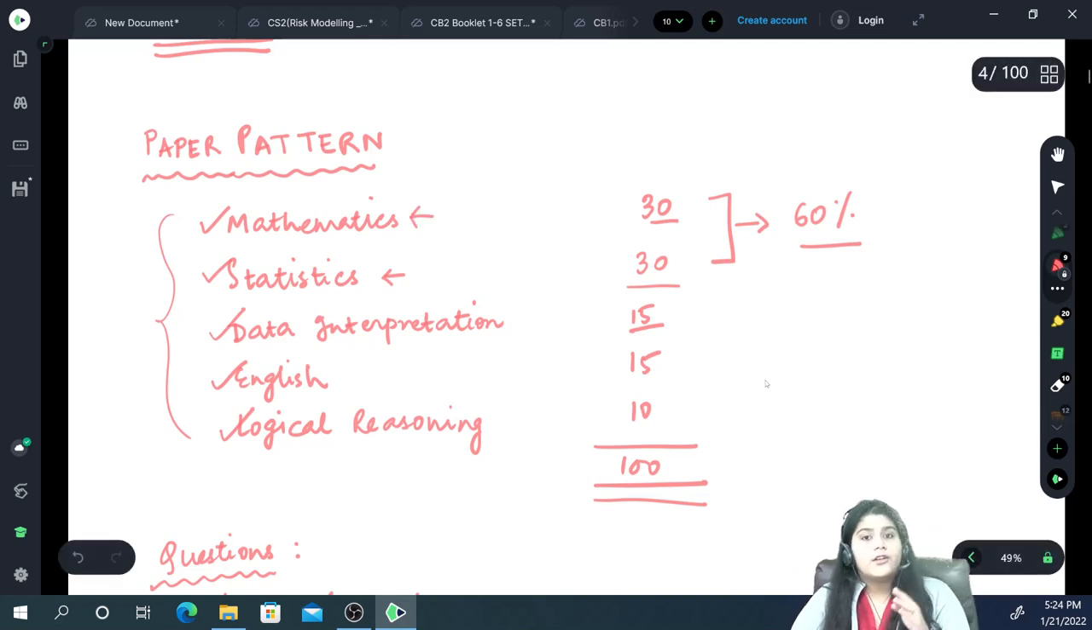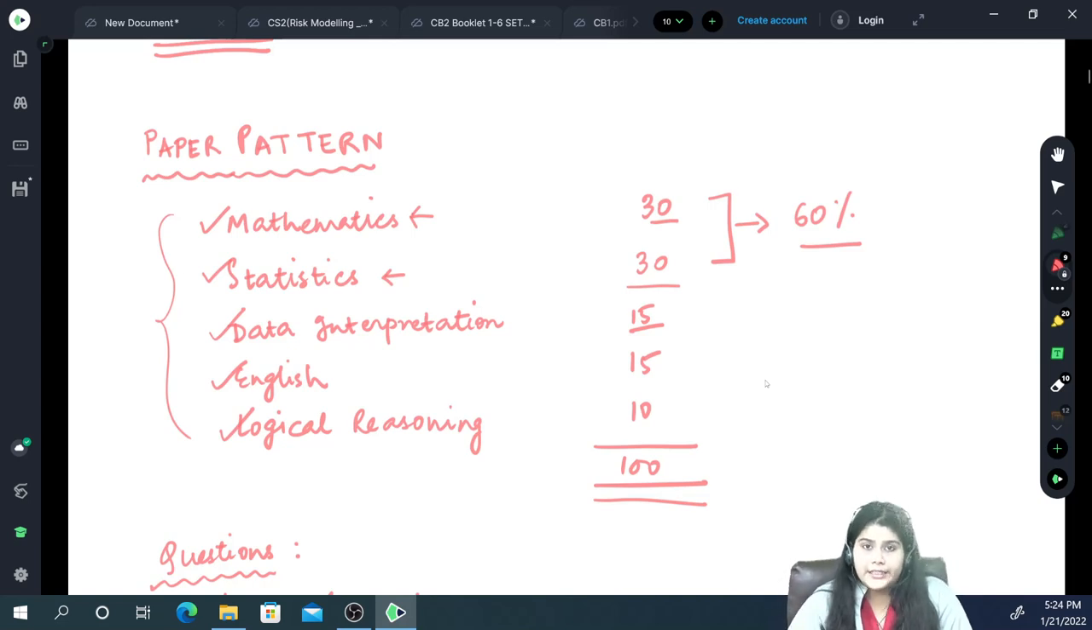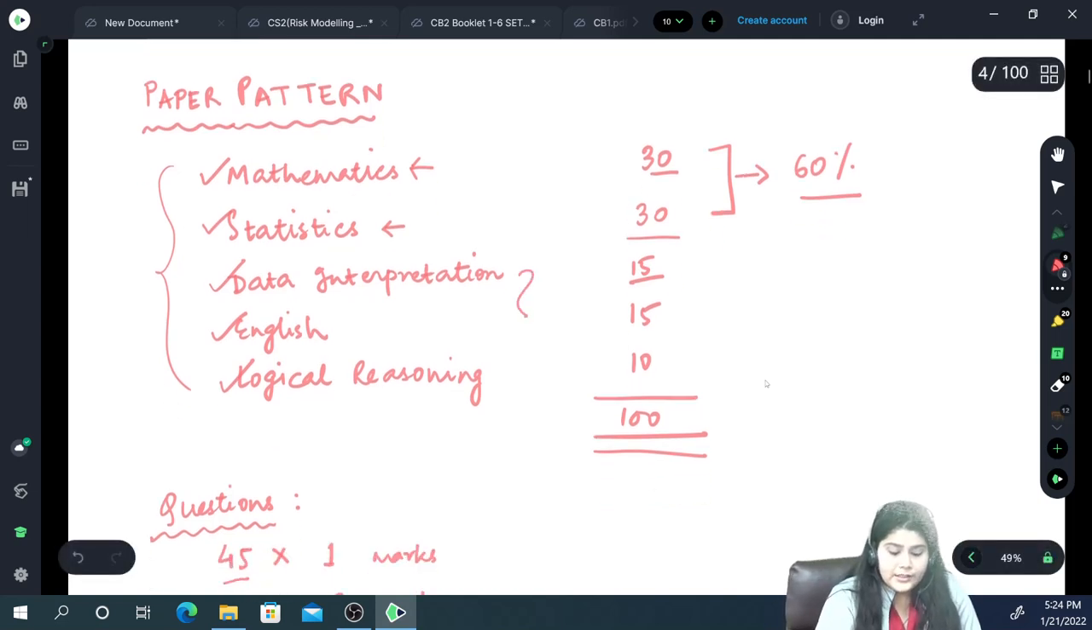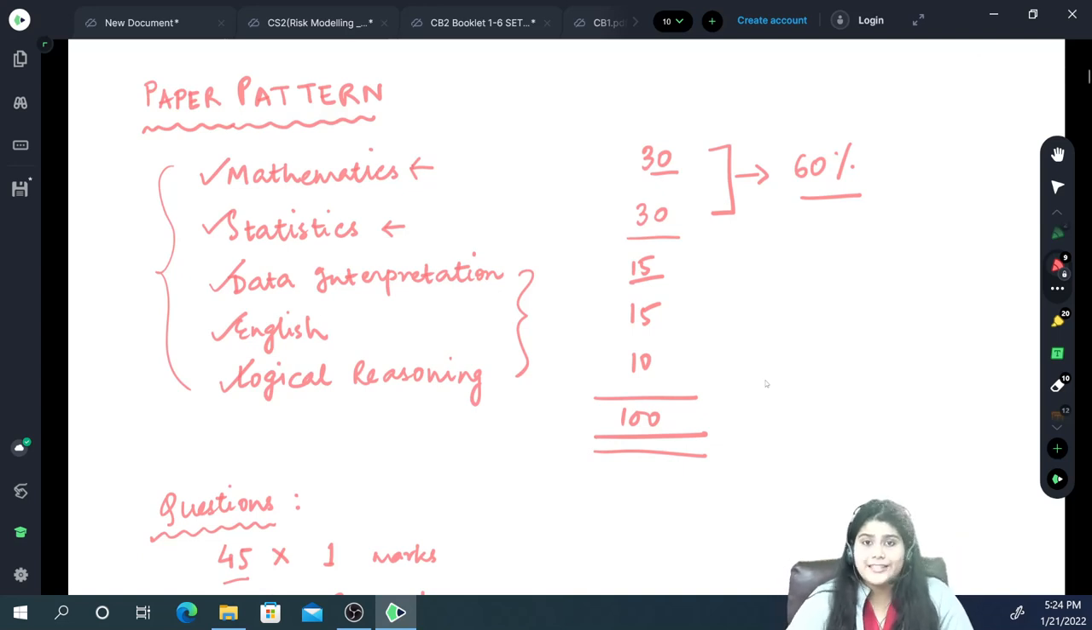However, you will realize while studying, and of course if you are taking classes, that is how we also teach, that some topics of mathematics are required in the statistics portions. So in that case, you can move on to mathematics and switch between stats and maths over your entire duration of study. However, these three topics, data interpretation, English and logical reasoning, is just practice, practice, practice, and you have to practice these three continuously from day one till the last day.